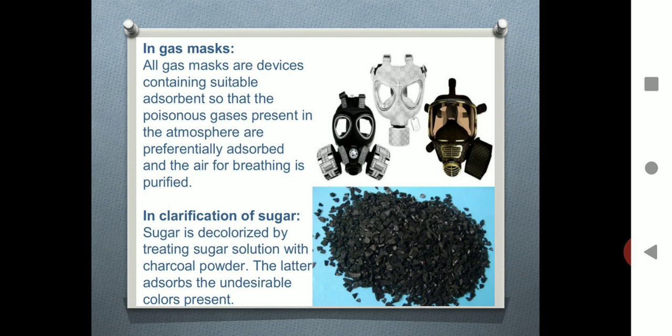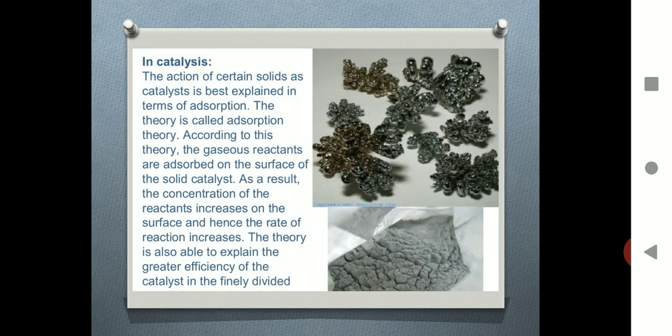Then in order to decolorize crude sugar, which is obtained from sugar cane, activated charcoal, animal charcoal is used, which absorbs the unwanted color and thus decolorizes the sugar solution. In heterogeneous catalysis also, we find that adsorption plays a role. So in industries also, you find that adsorption is finding its application.